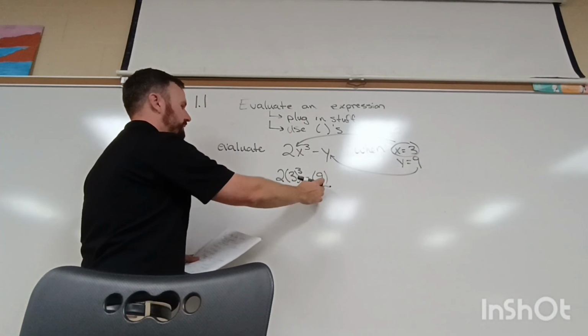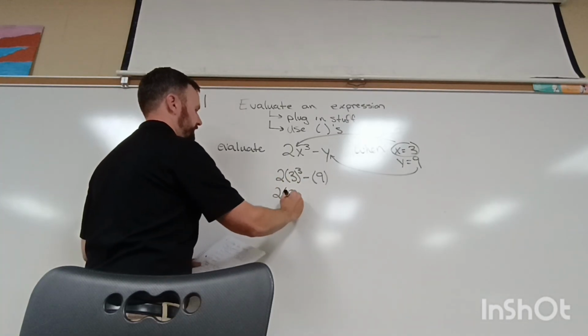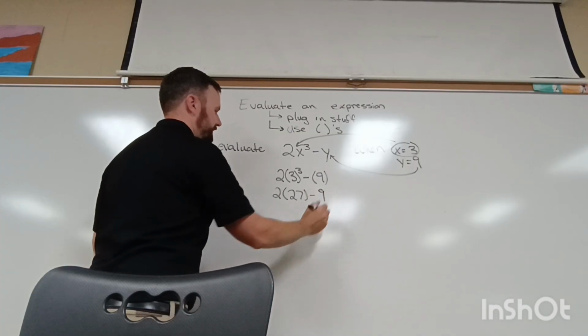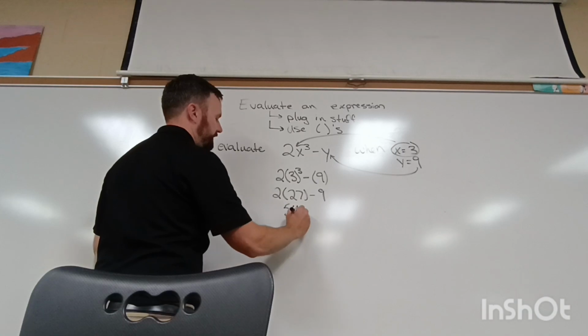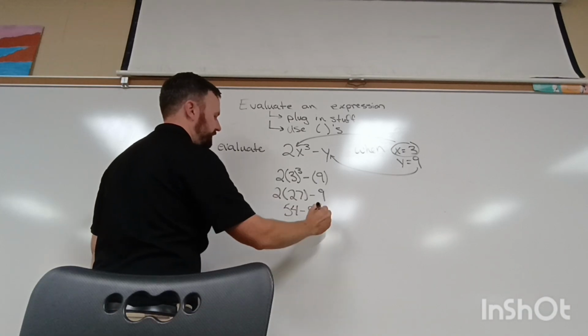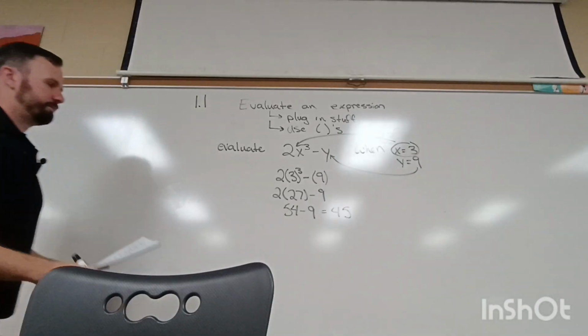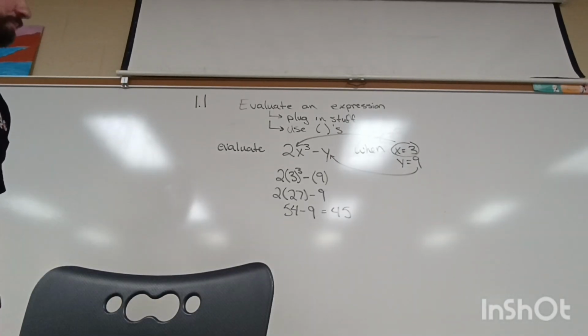So now I got to use my PEMDAS. 3 to the third is 27, minus 9. So it's 54 minus 9, 2 times 27. 45, like how old I feel. Actually, I'm pretty close to. Doesn't work anymore as a joke. All right, so that's another type of notation. Now I'm going to throw out a new notation.